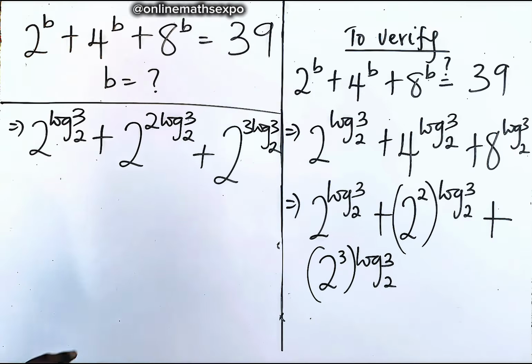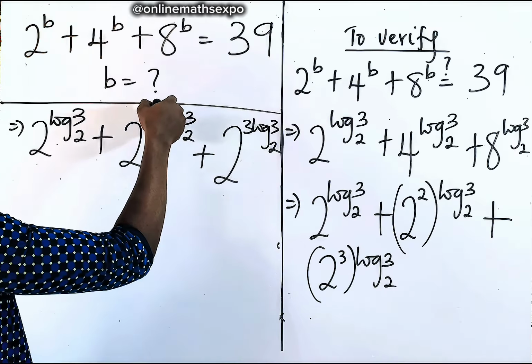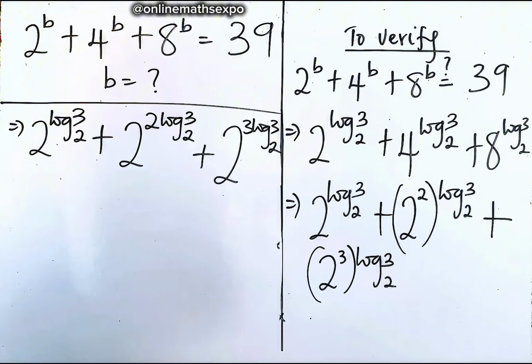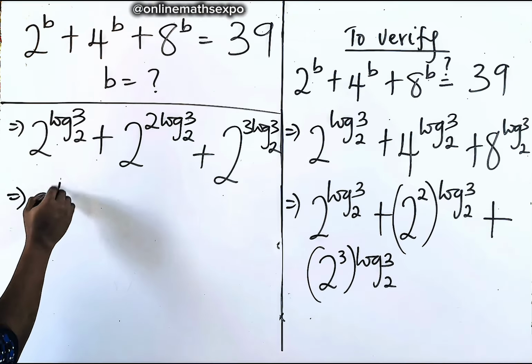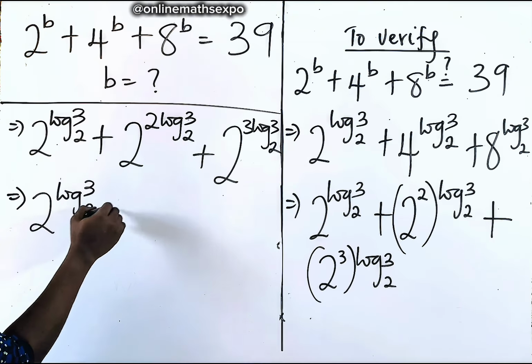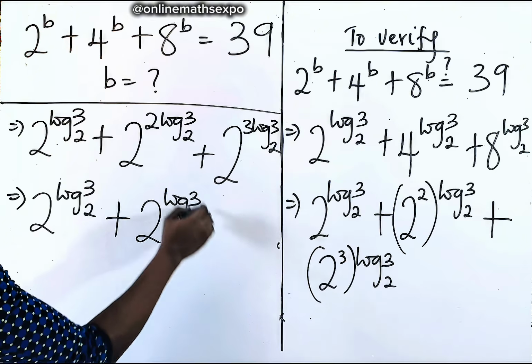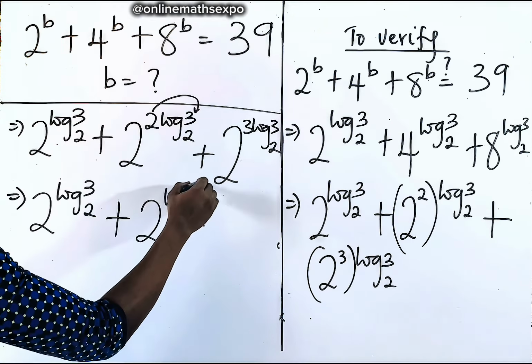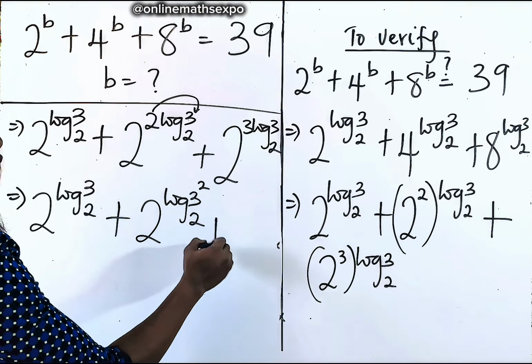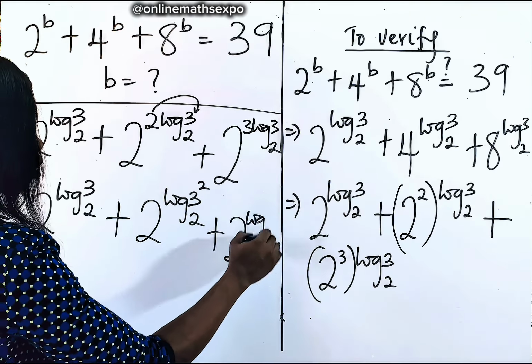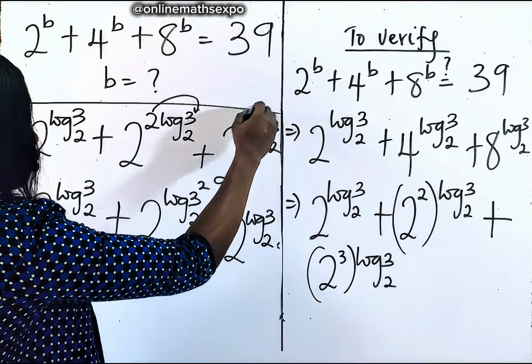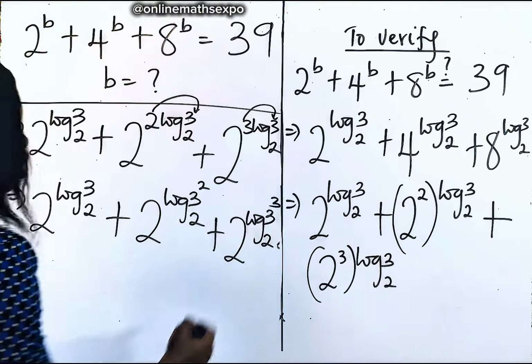Also remember we said the coefficient of the log is the power of that log. So we have 2 to the power of log of 3 base 2, plus 2 to the power of log of 3 base 2, where the 2 becomes the power, so this is squared, plus 2 to the power of log of 3 base 2, where the 3 becomes the power, so this will be cubed.